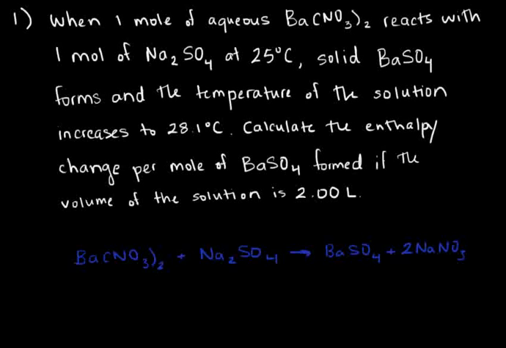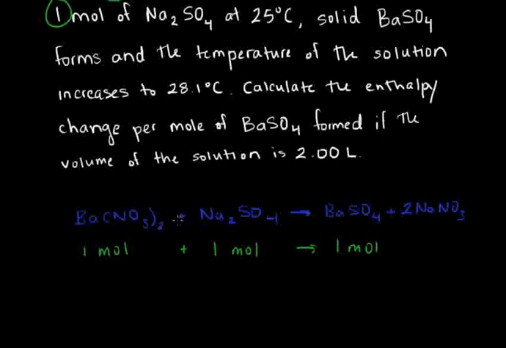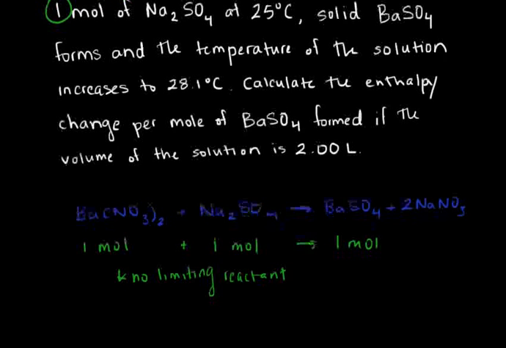What we can see is it takes 1 mole of barium nitrate and 1 mole of sodium sulfate to produce 1 mole of barium sulfate. So we've got 1 mole over here, 1 mole over here to produce 1 mole over here. Luckily, we've got 1 mole of each substance, so there's no limiting reactant. Both substances are in the right ratio. Nice. Alright, moving on.